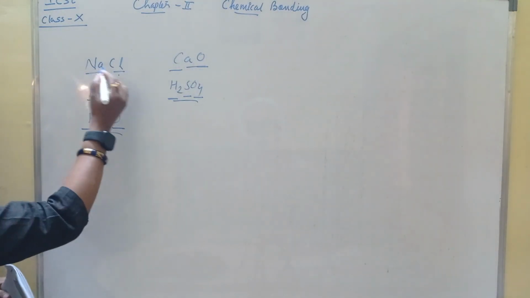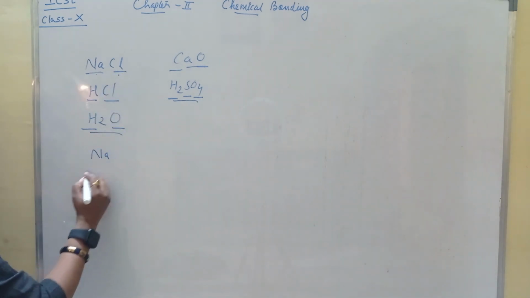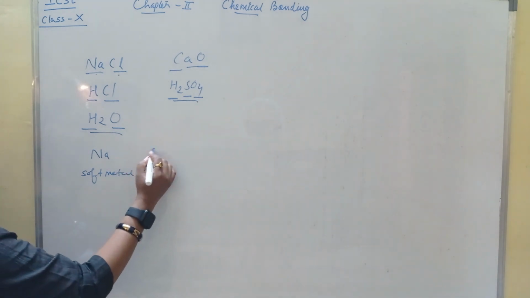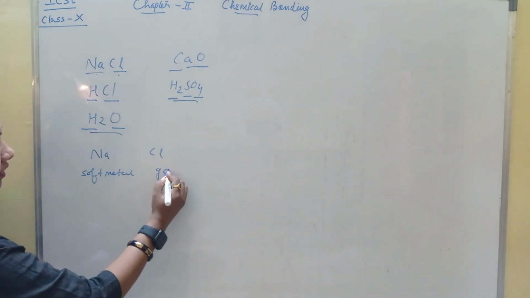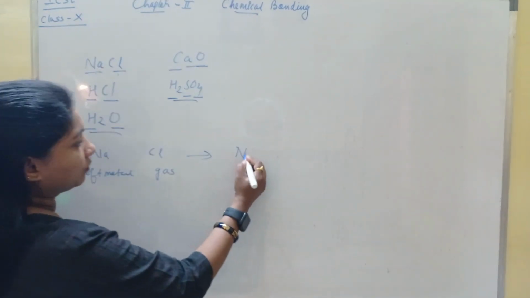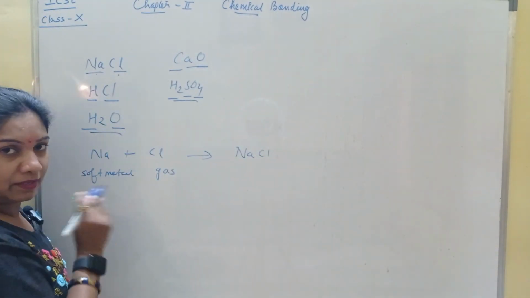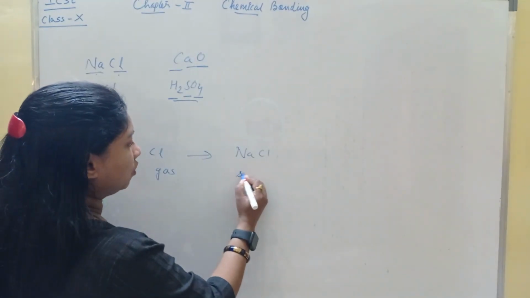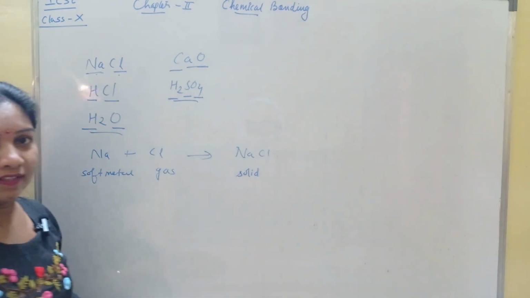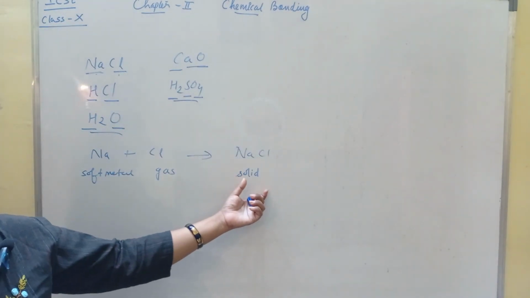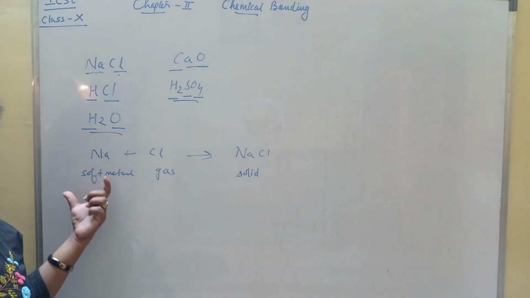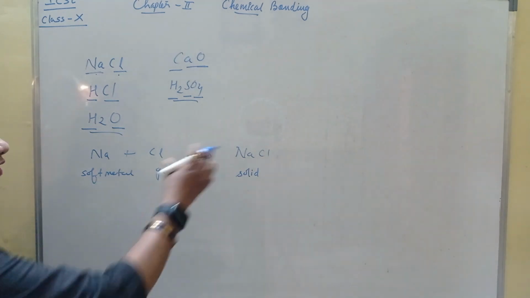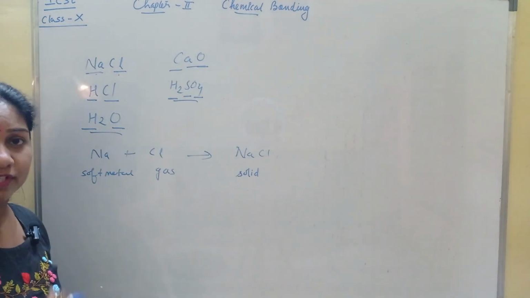Like if you take sodium and chlorine, sodium is a soft metal and chlorine is a gas. We all know that chlorine is a gas. When they combine chemically, they form sodium chloride, and this sodium chloride is a crystalline solid, and it is edible. Separately they're not edible, but after combination they become edible, we can eat that. So whatever compound is formed is entirely different from its constituents.